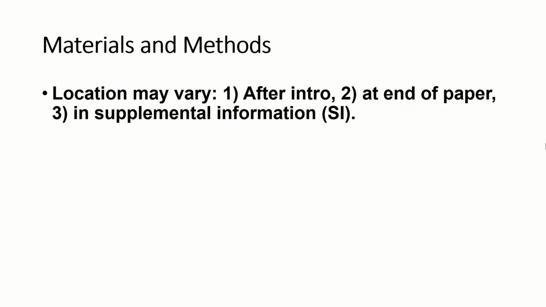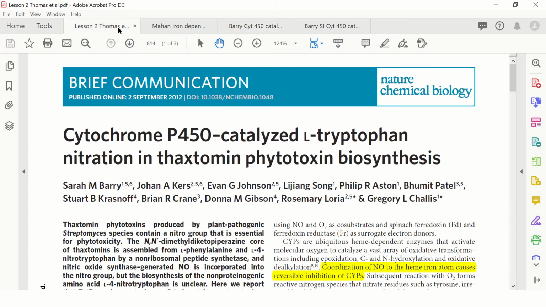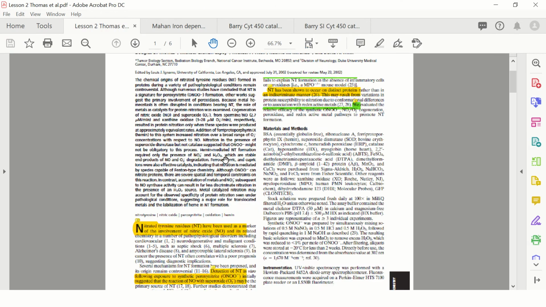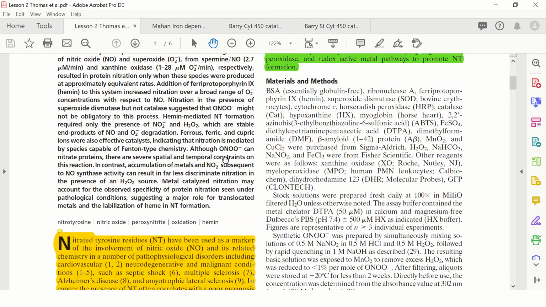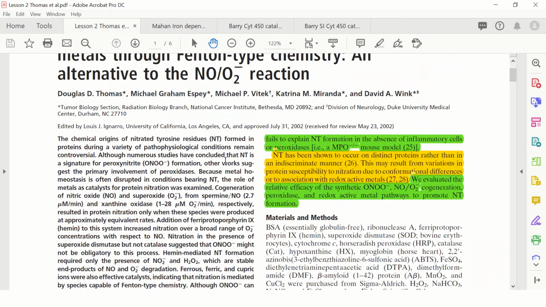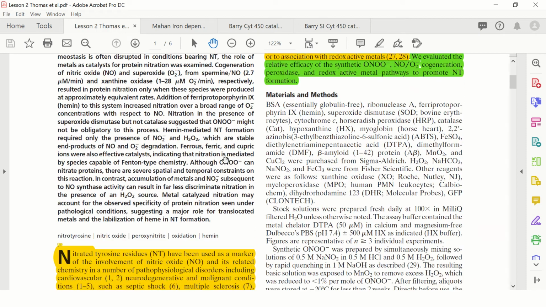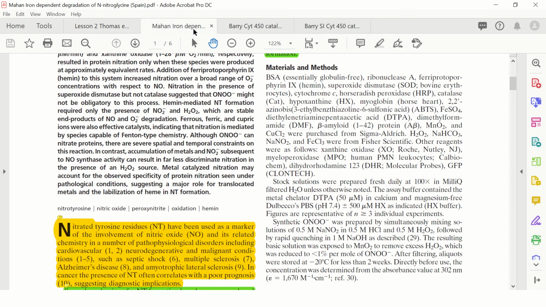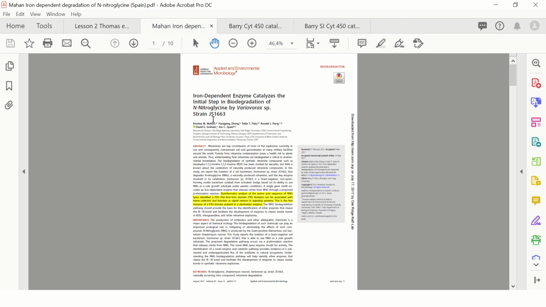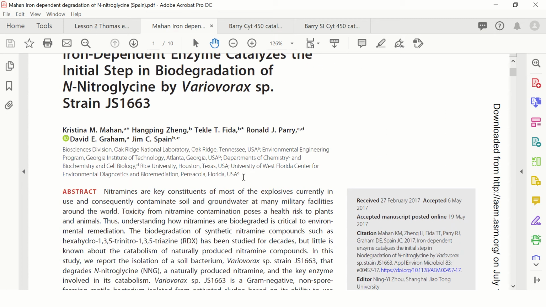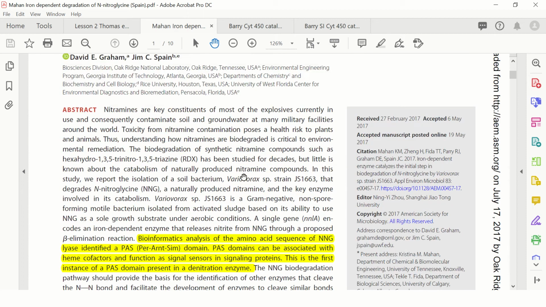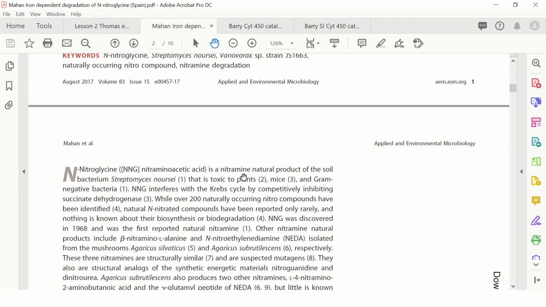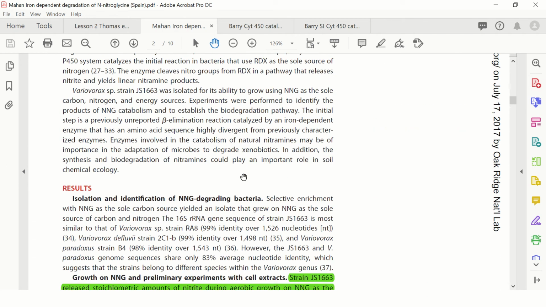The materials and methods section location may vary depending on the paper, or rather the journal that the paper is in. For instance, in our example for Thomas et al., the materials and methods section is right after the introduction. This is one of the most common places to find it. But in other papers, depending on the journal and how they format it, the materials and methods section doesn't come after the introduction.